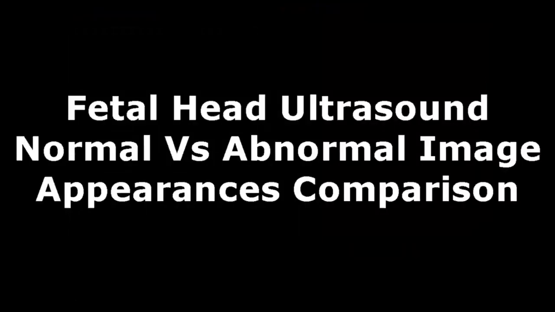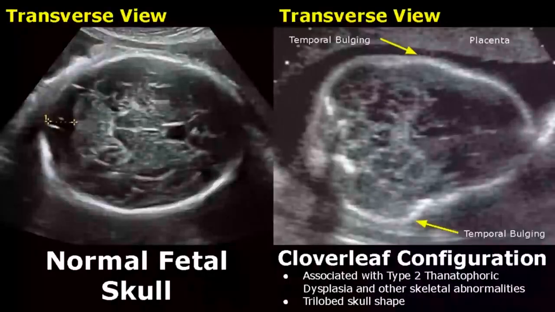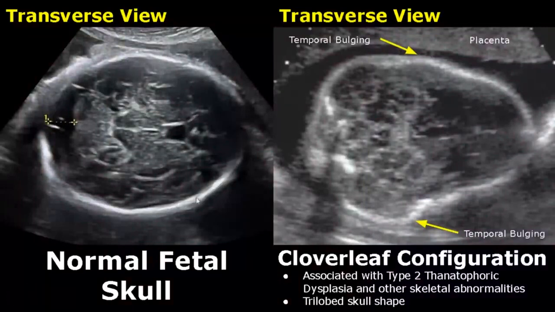Hello everyone, this is Dr. Sam and this video is about fetal head ultrasound. The normal shape of fetal head is ovoid. The normal calvarium will be hyperechoic.